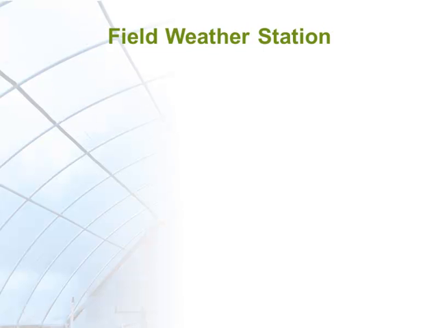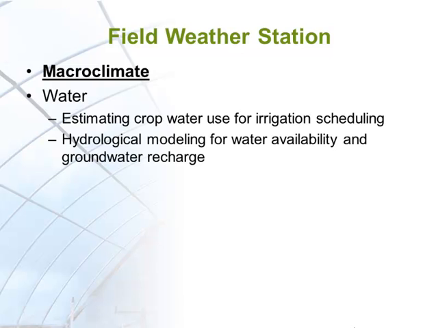What is a field weather station? Weather information for agricultural applications include water usage, water resources, crop yield prediction, cultural practices, and long-term climate change monitoring related tasks. For water management, macroclimate information is used for estimating crop water use for irrigation scheduling, and for hydrological modeling for water availability and groundwater recharge.